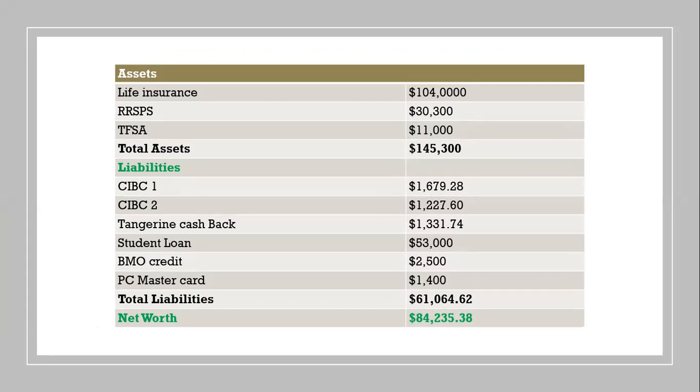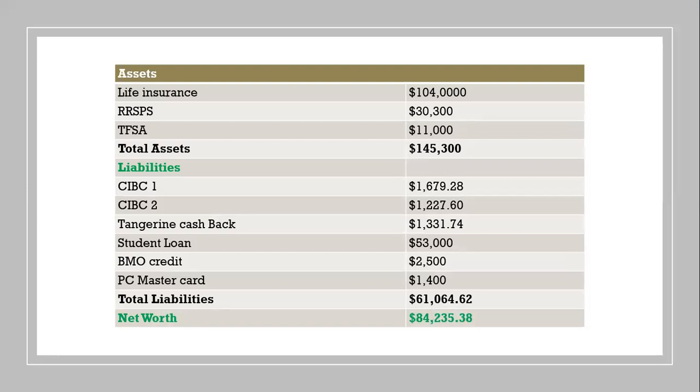This person has a life insurance of 104,000. Oh, I made a mistake, it's not a million, it's 104,000. RRSPs of 30,300, TFSA of 11,000. Total assets are 145,300. Those sum up the assets.